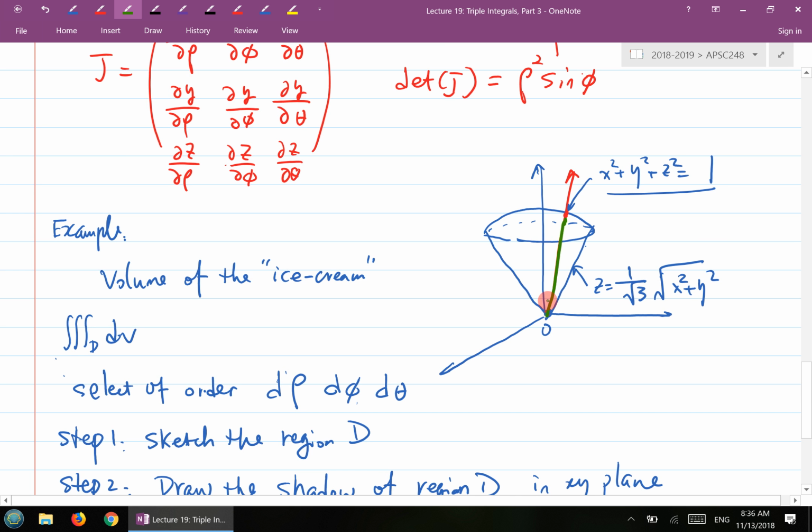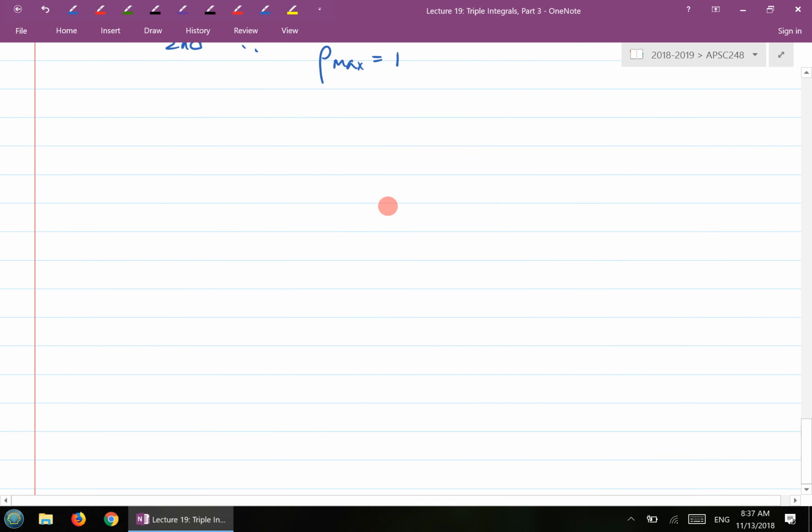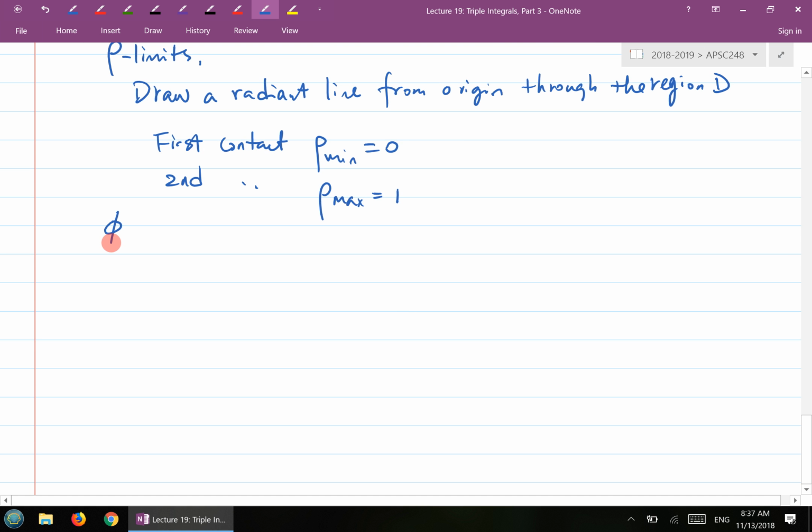The second scan, we're going to rotate this reading line in the direction of the phi axis, because that was second order here. So for the phi limits, rotate the reading line starting from your z-axis here, because your z-axis is the starting point of the phi angle, always. So you rotate it from the z-axis all the way across this region D.